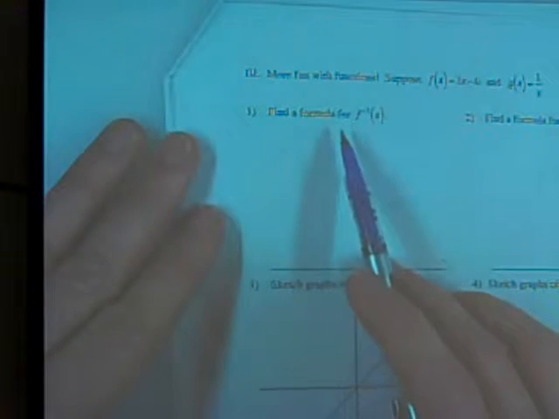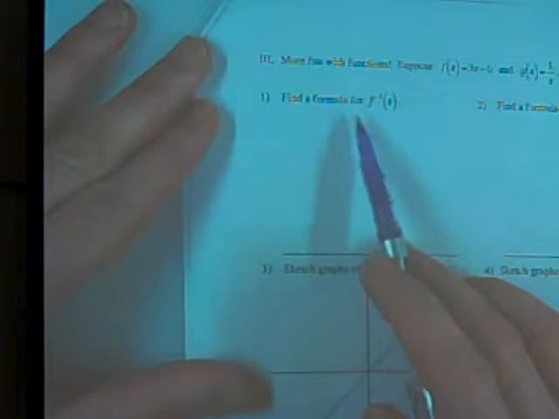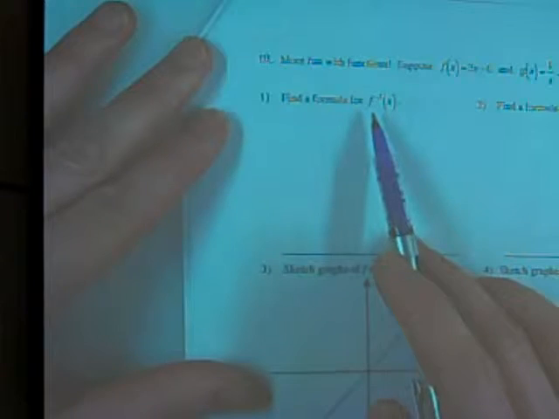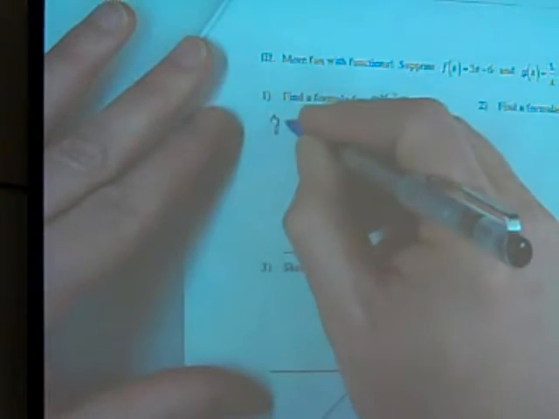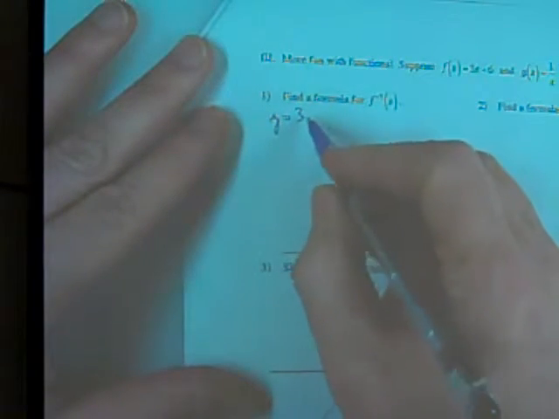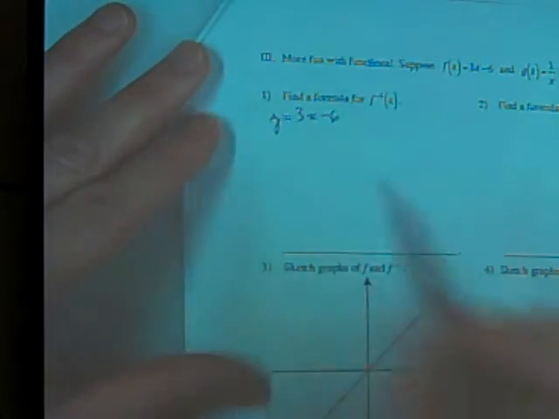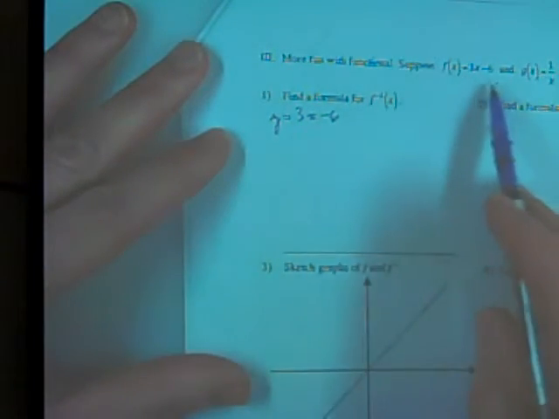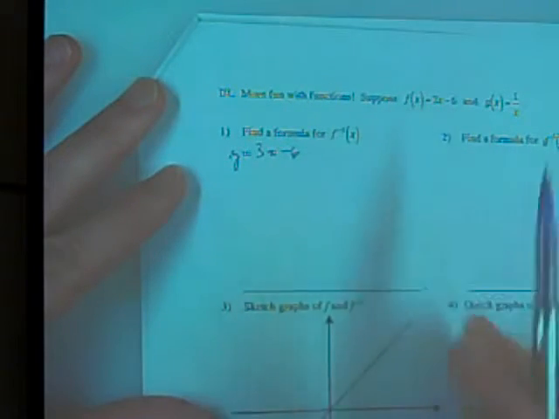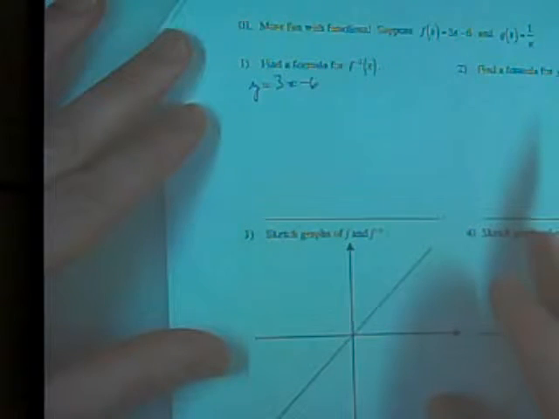So this is another example of what we just did on the board, finding a formula for h inverse. Let's find a formula for f inverse. I begin by writing in equation form f of x. So y equals 3x minus 6 is just an equation for the original function f of x. Okay? Now I want to turn it into its inverse.